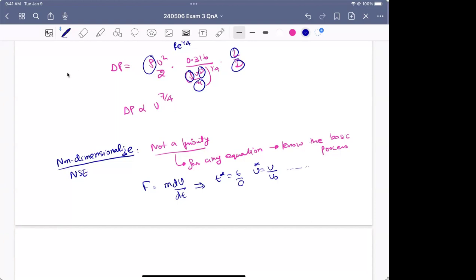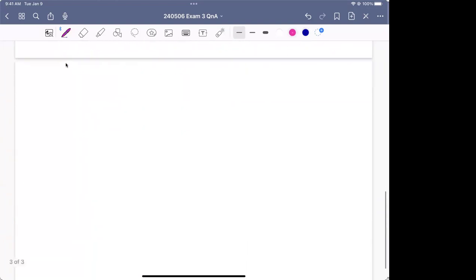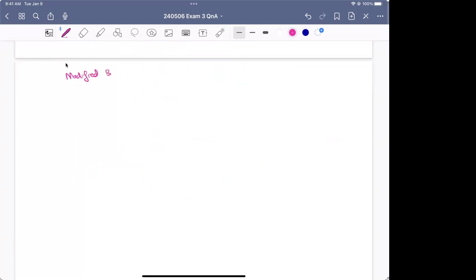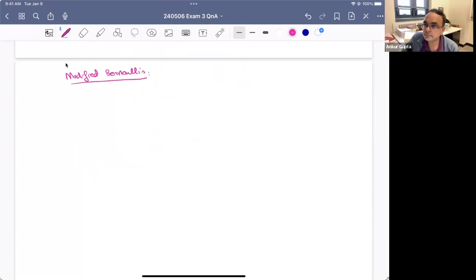Okay, so I'm a little confused on when we're doing the modified Bernoulli's equation. We have the major and minor losses. I don't know specifically for the major and minor losses what velocity to use. What velocity to use? Yes.